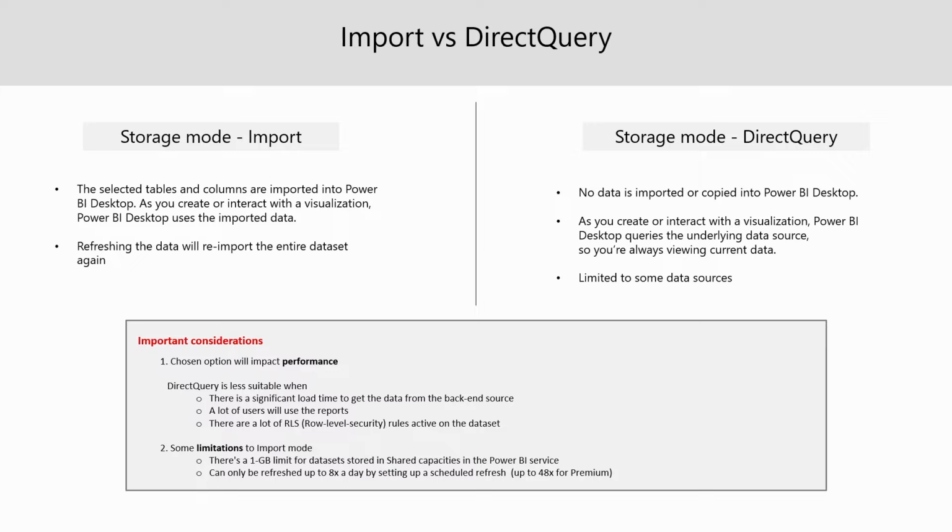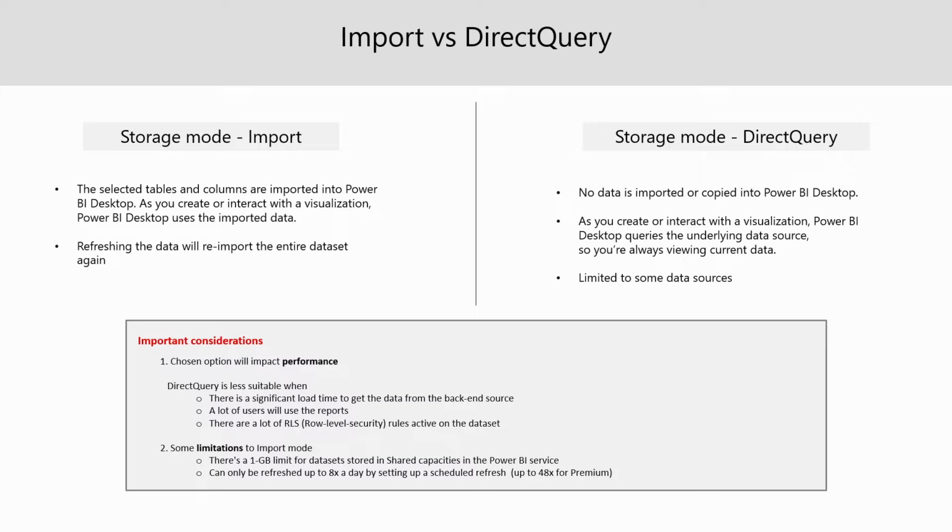Direct query, on the other hand, doesn't import any data into Power BI Desktop. But as you create or interact with the visualization, Power BI will try to retrieve the data from the original source, and it's typically a live connection, for example, with a cloud database like Azure, or a typical web tool like Google Analytics. It's limited to some data sources only.